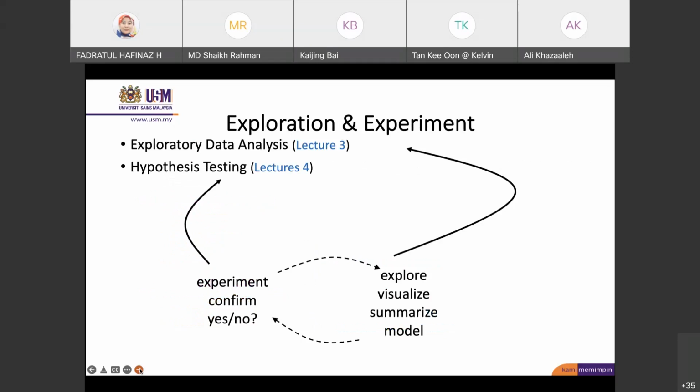So EDA basically is the activity when you want to explore your data, visualize the data, summarize it and develop your model. Once you have done this, of course, you need to confirm whether your model or your data is valid or not, whether you need to develop an experiment to confirm it, yes or no. That falls under hypothesis testing. How are we going to validate all of the results? Using statistical analysis. You need to do some inference, right?